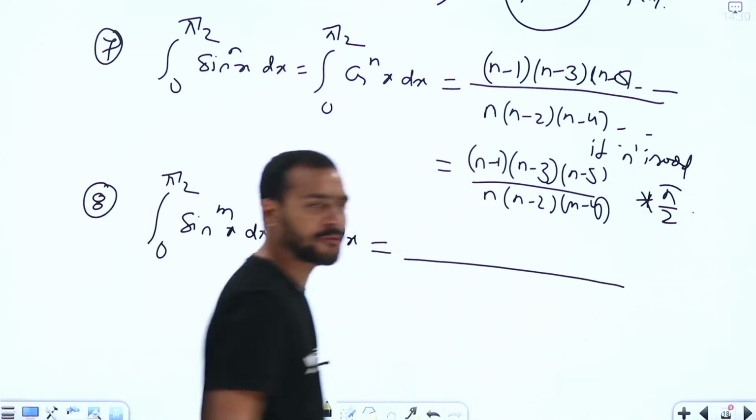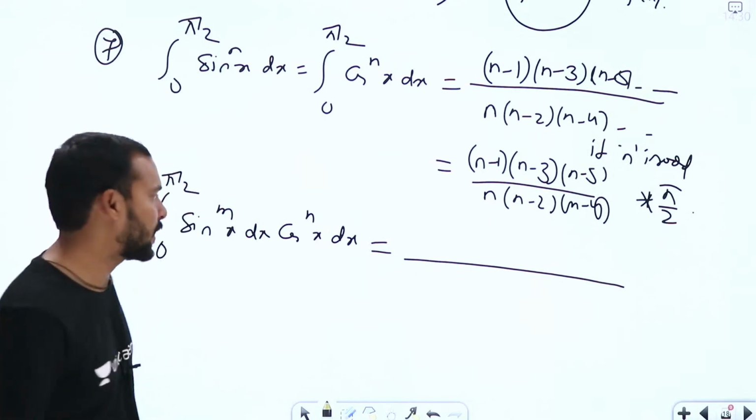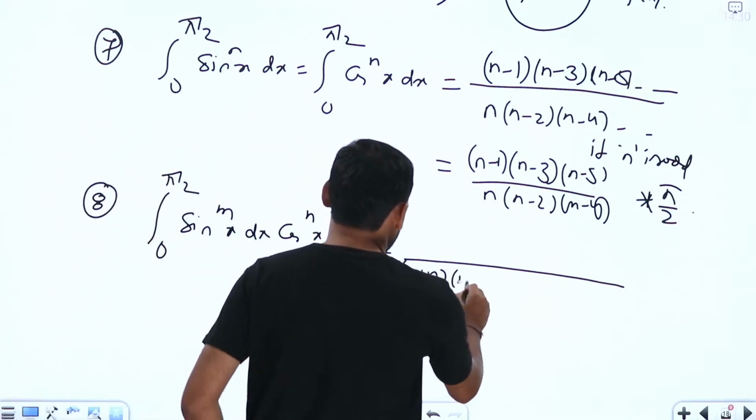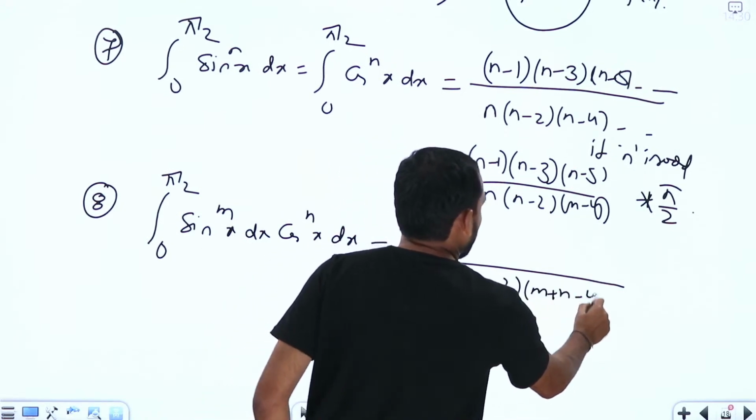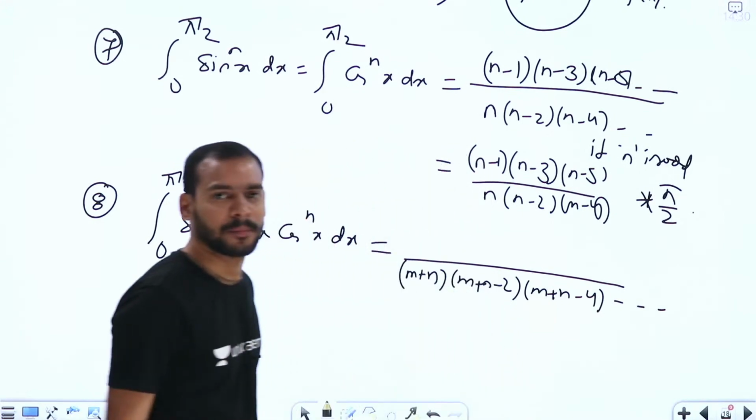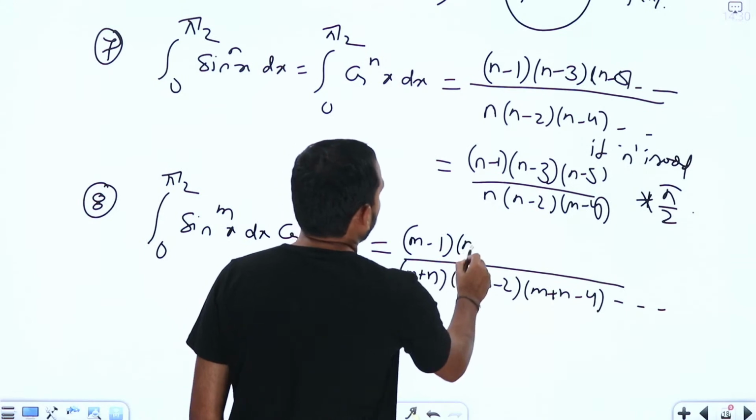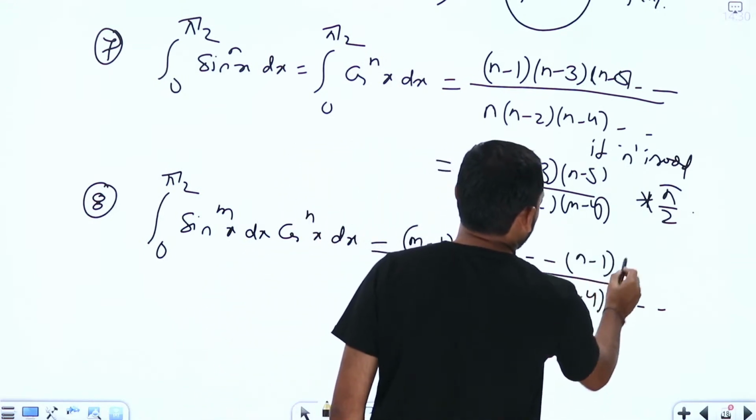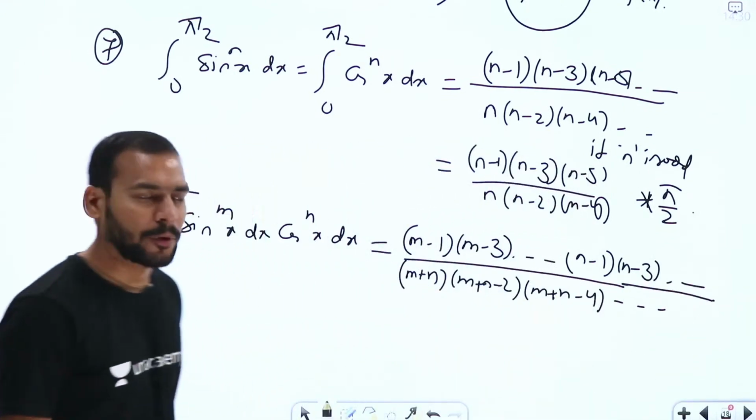So these are the reduction formulas. Based on the reduction formulas, we are going to get this final result. The denominator is m plus n, m plus n minus 2, m plus n minus 4, and so on. Similarly, the numerator is m minus 1 into m minus 3 and so on, into n minus 1 into n minus 3 dot dot dot. This is what we are going to get.